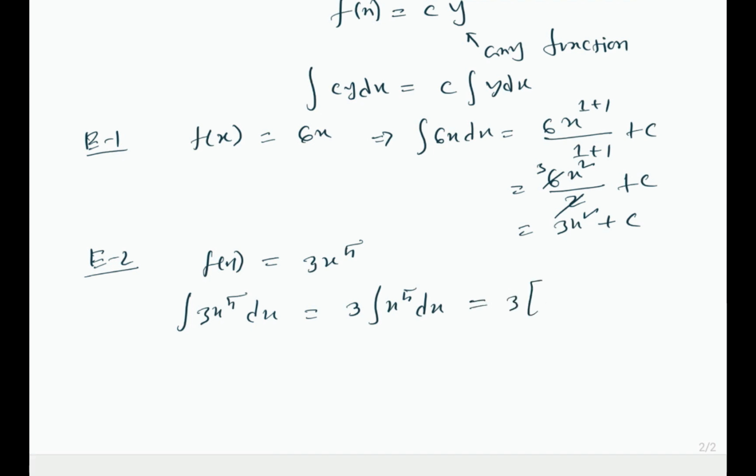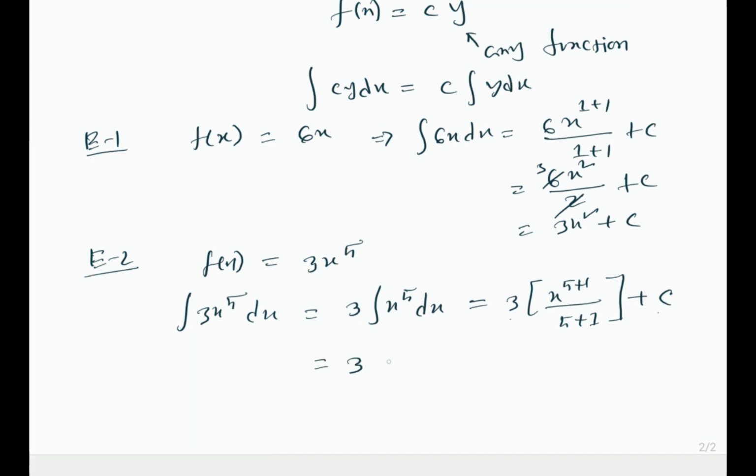3, so we have a power 5, so 5 plus 1 divided by 5 plus 1. And now we add this c. We do need to add this c at the end of the integration, so don't write it before this. Maybe you are wondering why I'm not multiplying this 3 with this c. You don't need to, because if you multiply this 3, then we will get another constant, and we don't know this constant. That's why keep it as it is. You don't need to multiply this.